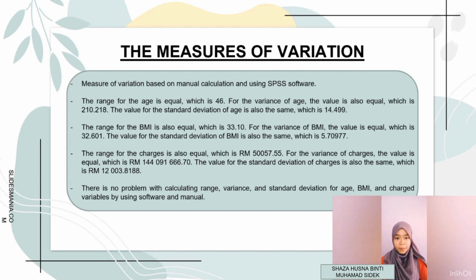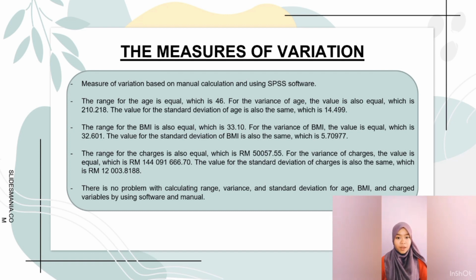Meanwhile, the range for the BMI is also equal, which is 33.10. For the variance of BMI, the value is equal, which is 32.601. The value for the standard deviation of BMI is also the same, which is 5.70977.